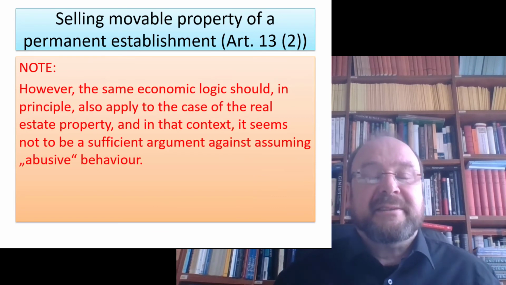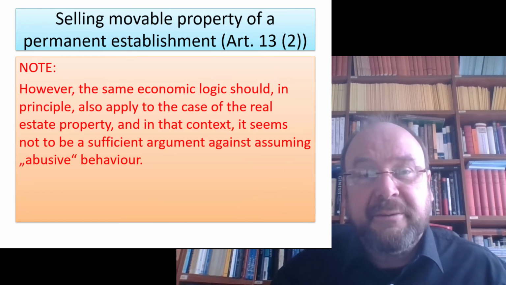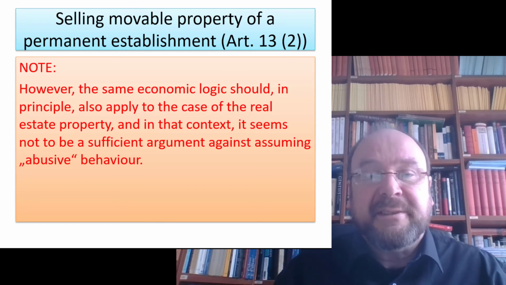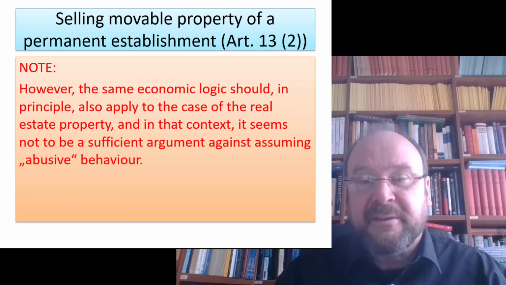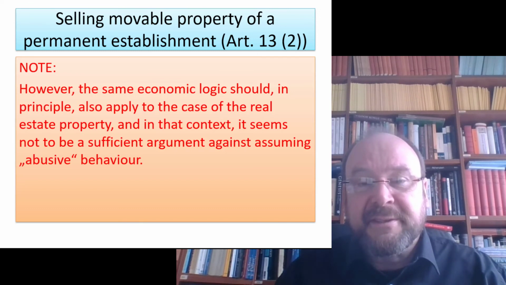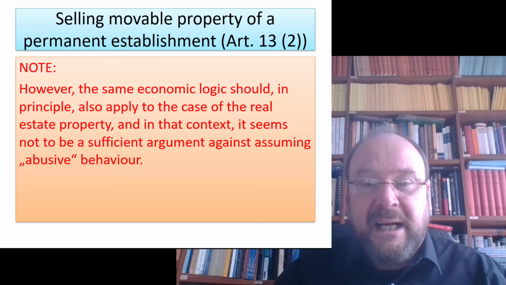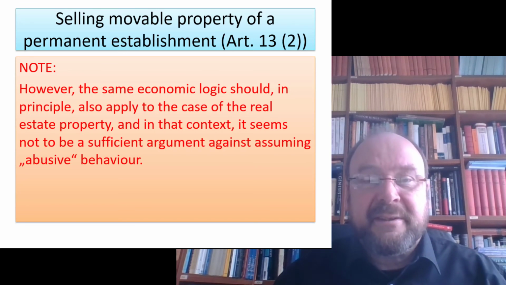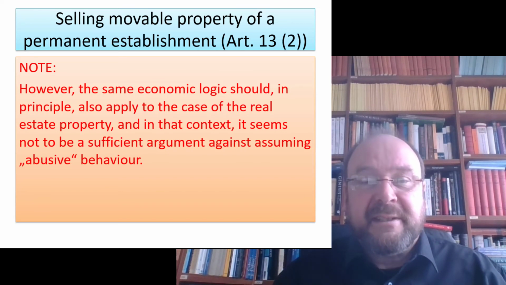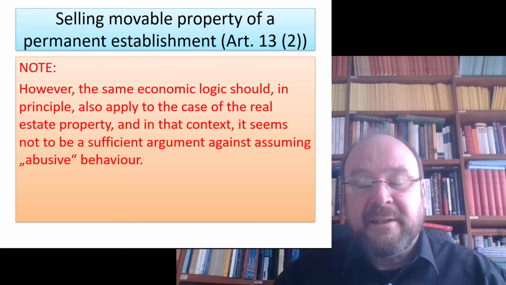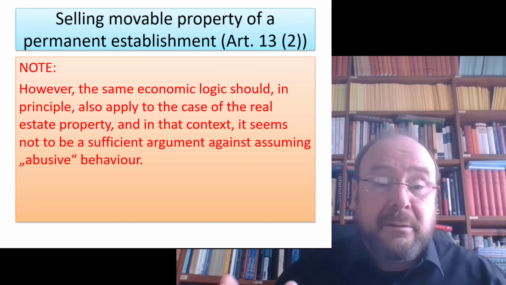However, surprisingly, the same economic logic should in principle also apply to the first constellation, 13.1, pieces of land. But in that context, that seems not to be as convincing an argument against abusive behavior in such a case. Probably the difference is that pieces of land or houses could be kept unsold for eternity, so that the hidden reserves in the house would never be realized, so that the state never gets its taxes on the company level. That might be an explanation.